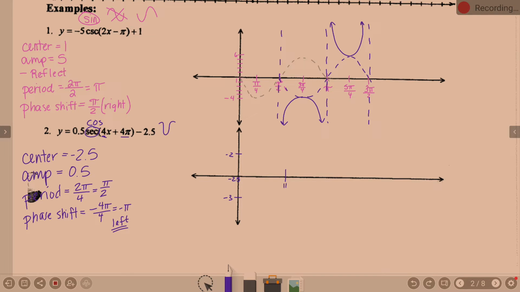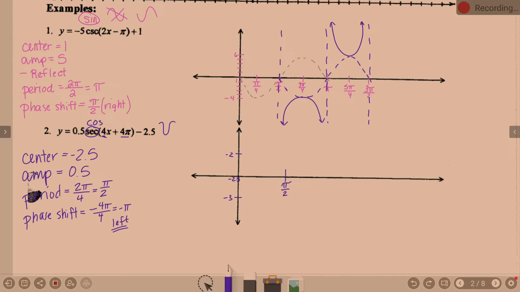If I do pi over 2 there. Whoa, it is small. You want me to go a little bit bigger? Yeah. I had pi over 2 a little off center.